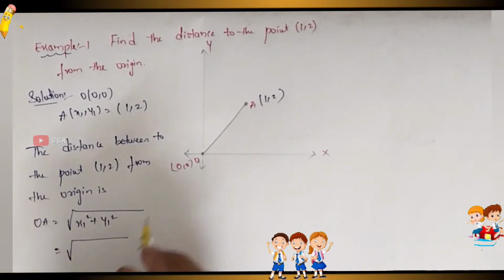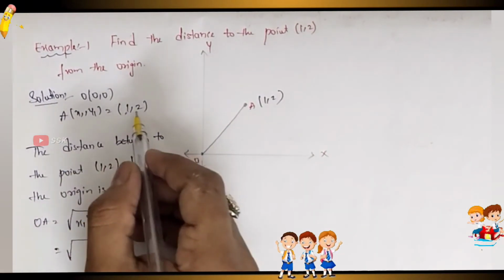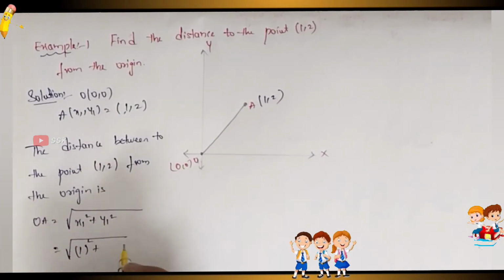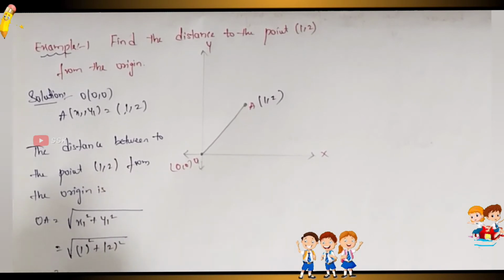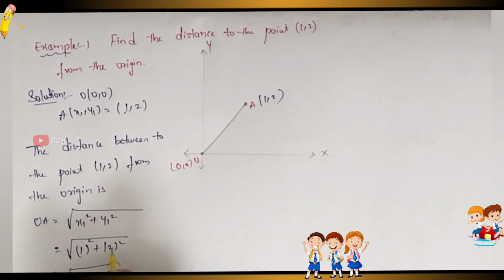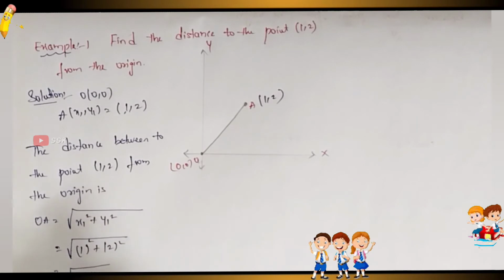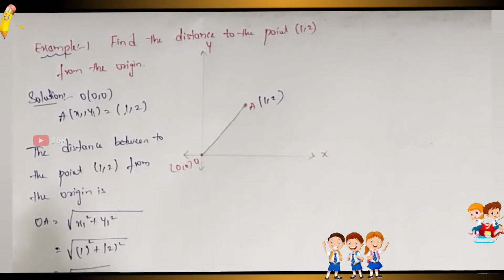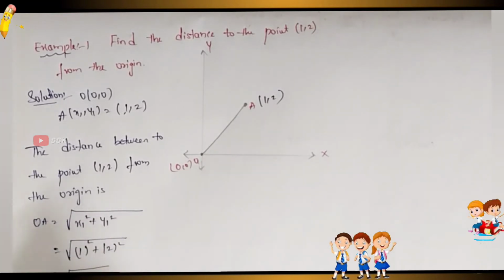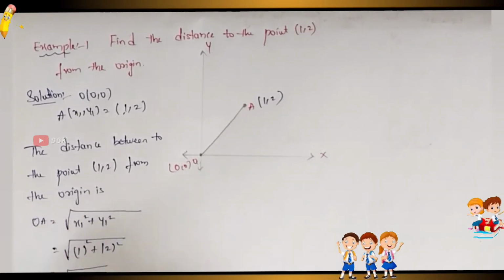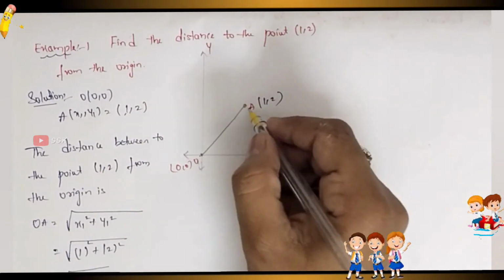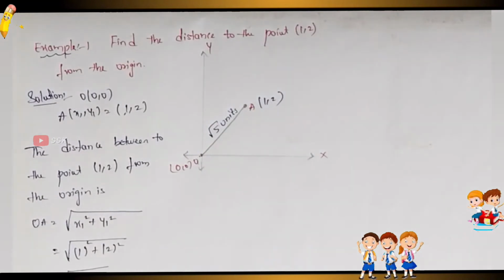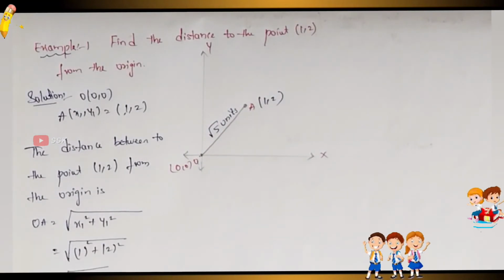Now what is x1 here? Here x1 is 1, y1 is 2. Now write down, x1 is 1 whole square plus y1 value is 2 whole square. Now square root of 1 square value 1, 2 square value 4. So therefore OA value is root 5 units. So that is the distance from O to A, root 5 units. Now let us solve one more problem.